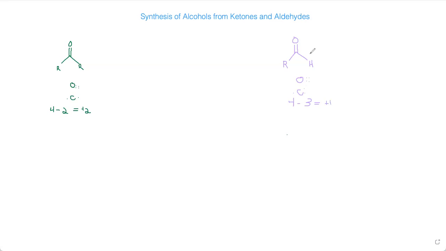And I just want to make sure it's clear that when I'm saying that, I'm talking about this central carbon, which has an oxidation state of +1. And same over here, it's the central carbon, which is +2. Okay, so now I want to talk about why oxidation state is important.